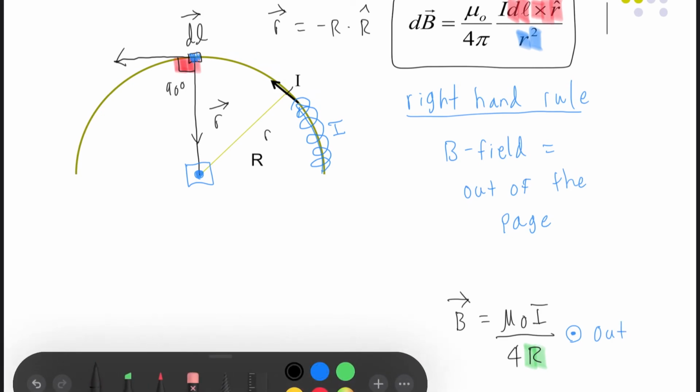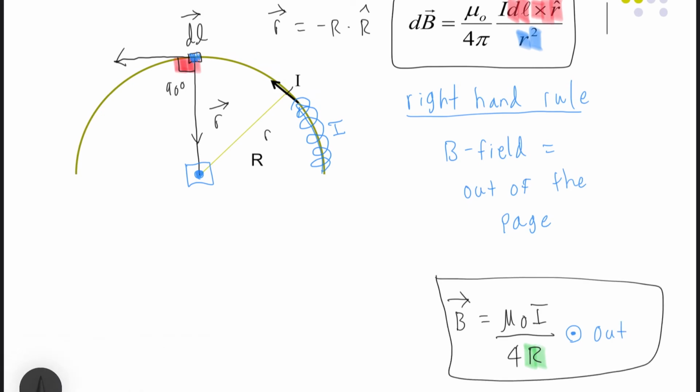Okay, so now this is our final answer using Biot-Savart Law, and that's how we find the magnetic field using the law.